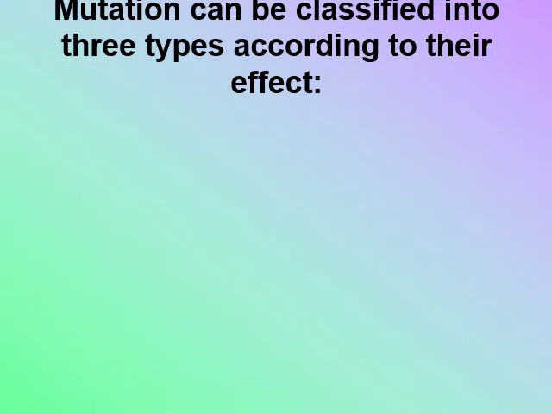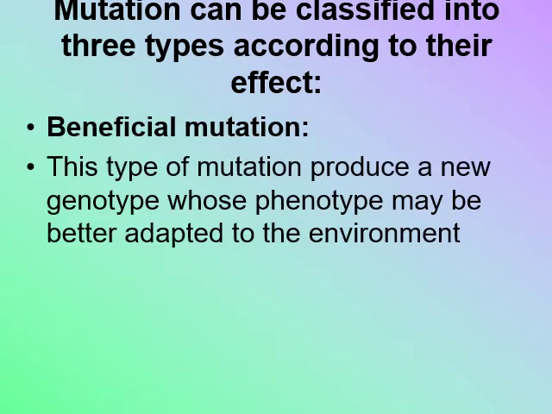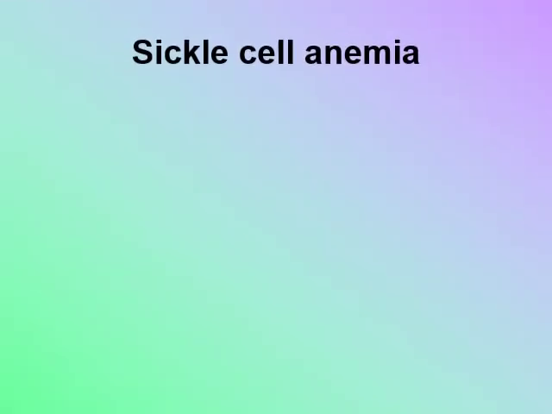Gene mutations can be classified into three types according to their effects: beneficial mutation, neutral mutation, and harmful mutation. In beneficial mutation, this type of mutation produces a new genotype whose phenotype may be better adapted to its environment. For example, sickle cell anemia. Sickle cell anemia is one example of beneficial mutation.